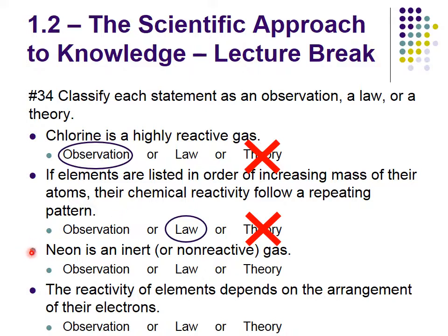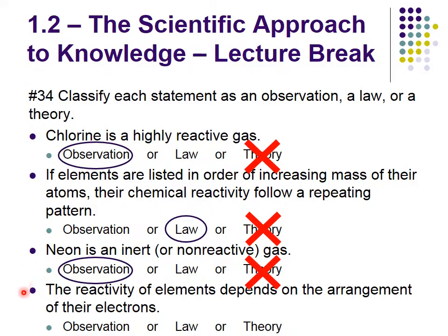The next one says neon is an inert gas. Inert means non-reactive. Now this is actually just like the first statement. Because it's not explaining why, we can cross off theory. And because it's really just involving neon, we can label it as an observation.